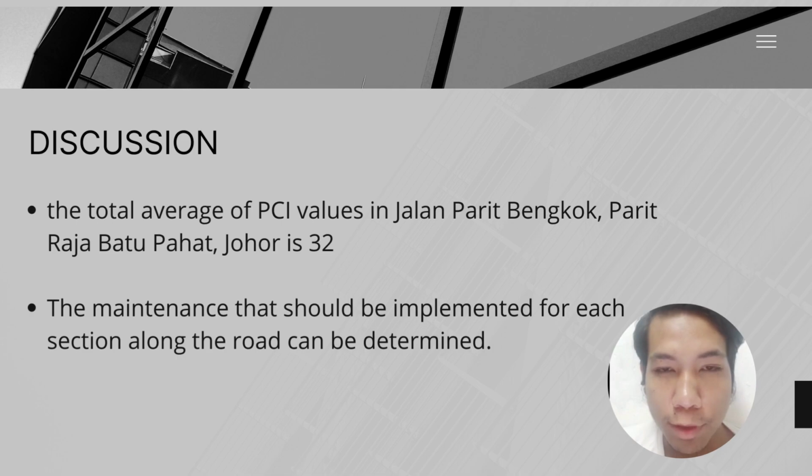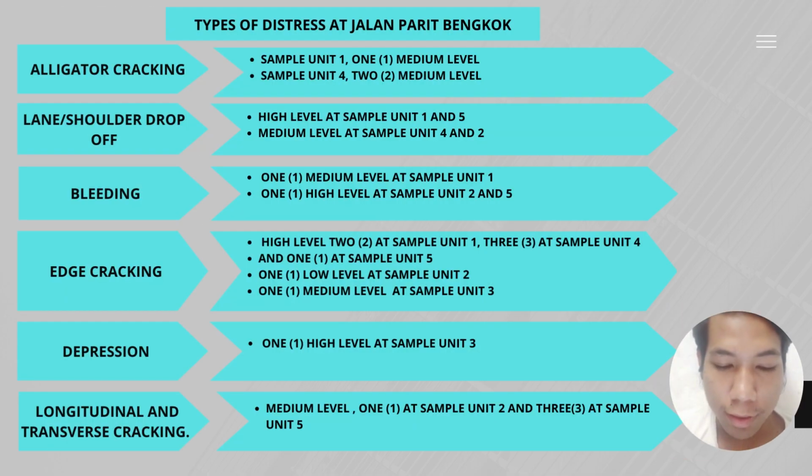Assalamualaikum, my name is Muhammad Yusri. So I will continue the presentation with the discussion. From the calculation, the total average PCI value in Jalan Parit Bengkok, Parit Raja, Batu Pahat is 32. So the maintenance that should be implemented for each section along the road can be determined. Next, I will explain about the types of distress that we found at Jalan Parit Bengkok.